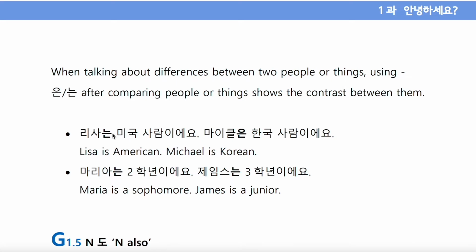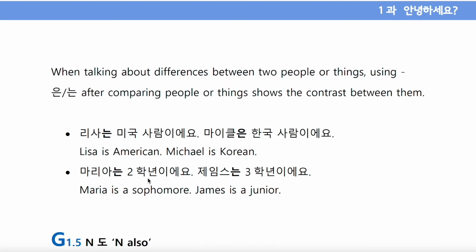So if you use 은는 after a noun and in the next sentence you use 은는 again, then it means that you are showing this contrast between these two nouns. So in this case, Lisa and Michael.